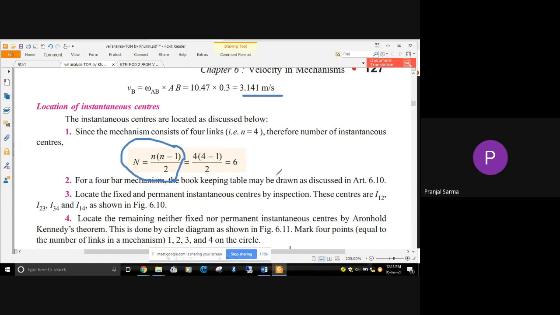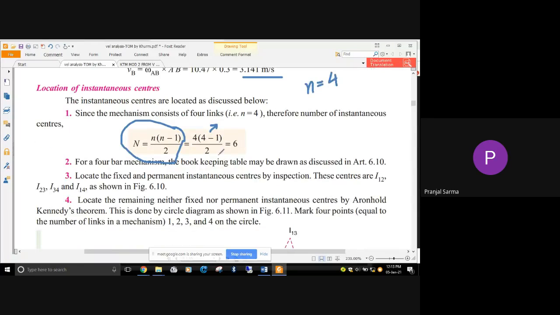So what kind of mechanism is this? It's a 4-bar mechanism. So the number of links, N, is how much? Four links are there. So I can directly utilize this value: 4 into 4 minus 1 divided by 2. It will give me the number of instantaneous centers as 6. There are 6 instantaneous centers. Up to this much it is okay.